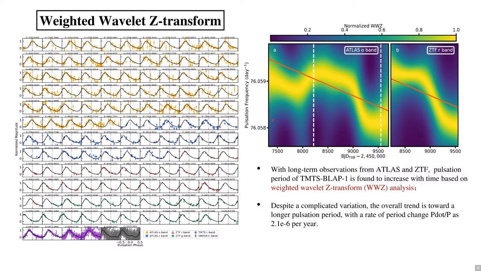Okay, so actually this blob has long-term monitoring data from ATLAS and ZTF. By analyzing the long-period data, for example, we use the weighted wavelet Z transform analysis method. We determine that this blob shows a period change. For example, P dot over P is 2.5 E. So it shows a large positive rate of period change. That's unusual for blobs.